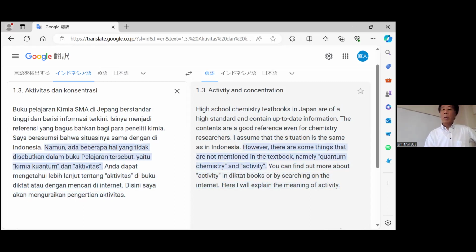High school chemistry is very high level, but it does not contain quantum chemistry and activity. About the activity, you can study by using textbooks or the internet. Then here I will explain the meaning of the activity.